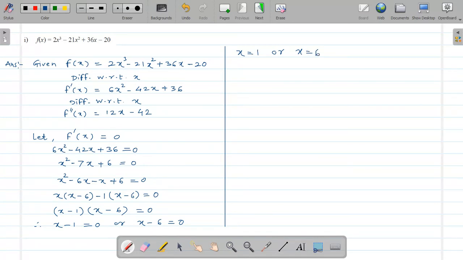So just after finding the first order derivative and second order derivative, first of all you have to consider the first order derivative equal to 0, solve that equation and get the values of x. These are called extreme values. Extreme values means what? At these points, means x is equal to 1 and x is equal to 6, you will get the maximum and minimum value of the function. So these are called extreme values of the function. Now we have to check the second order derivative when x is equal to 1. So check the second order derivative.